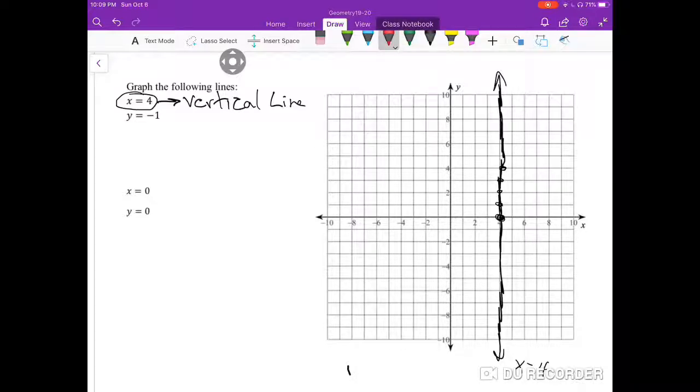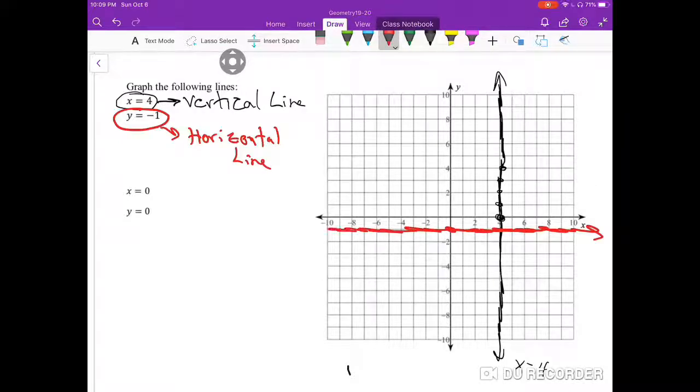Right, the next one I'm going to graph is y equals negative 1. So if x equals is my vertical line, then that means y equals is going to be my horizontal line. Okay, so I'm going to go down here to where y is equal to negative 1, and I'm going to extend that horizontally in both directions. Again, for the same reason that every coordinate on this line that I could possibly find, the y coordinate will always be negative 1.